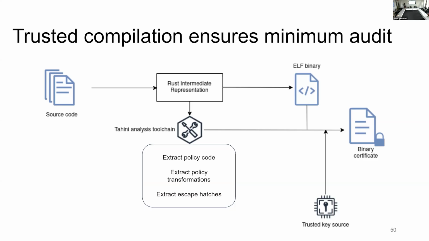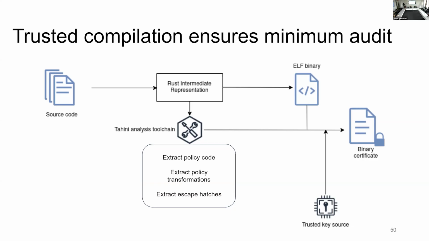You take as input a source code, and somewhere along the compilation you have this Rust intermediate representation, and we run some static analysis toolchain that is the Sesame toolchain and some additional toolchain that we use for Tahini specific purposes. You need to extract the policy to know what policies are being used in the specific service. You extract the transformations to know what is happening, what are you transforming into, what are you transforming from. And then also all the escape hatches, these critical regions that declassify the data, you also need to be able to monitor them.